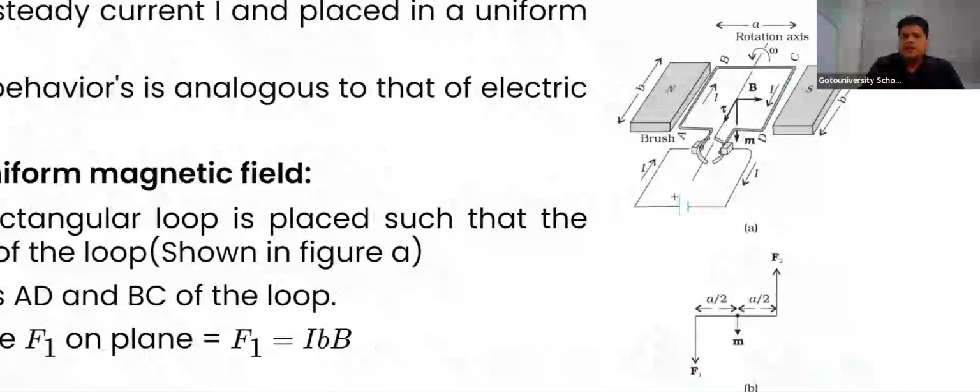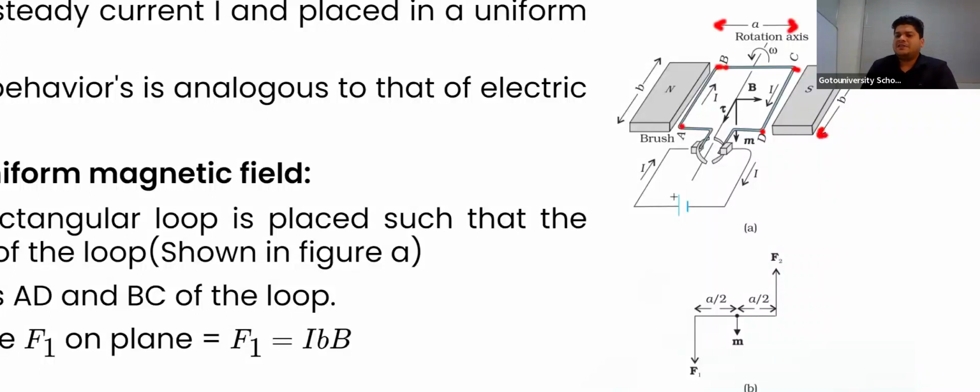see that there is BC this side, AB this side, CD this side. BC is separated by distance A, CD is separated by distance B, and it is connected to a copper wire with brushes to a battery. Okay, when this battery is on, there will be a rotation.